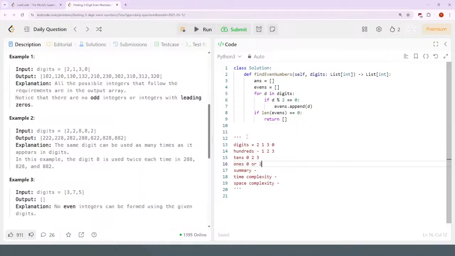There's a lot of if statements that seem to be popping up in my head in terms of checking for counts and seeing if the thing is not too many in terms of the digits used. All possible. Notice there are no odd integers or integers with leading zeros. So you start with a 1, take all your digits, you remove 0, sort them. Start with a 1.